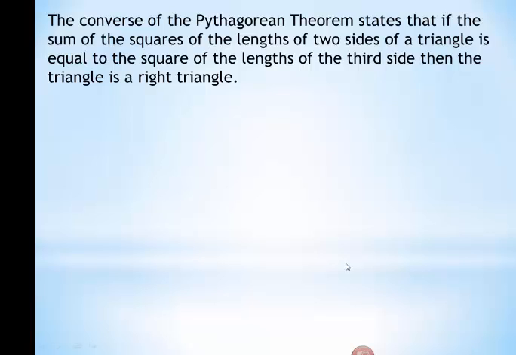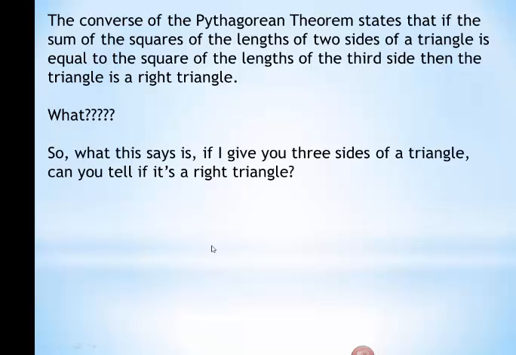And I read this and I went, what? I don't understand a word that says. So let me break it down to you in layman's terms, or terms you can understand. What this is saying is, if I give you three sides of a triangle, is there a way to tell if it's a right triangle? Yeah, you can tell using the Pythagorean theorem.